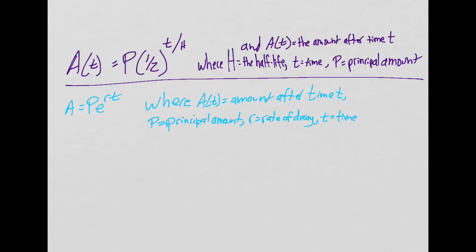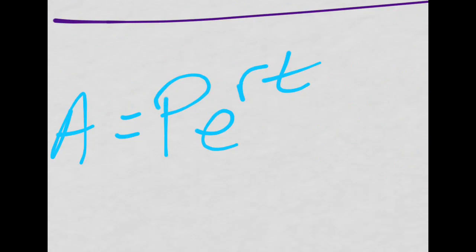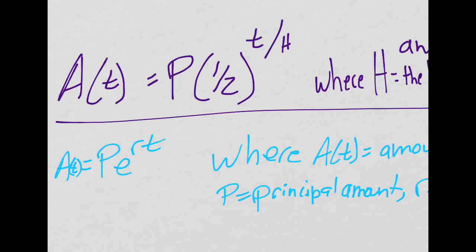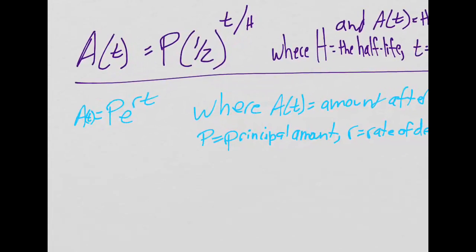But I want you to compare what we just used, A of t equals p times 1/2 to the power of t over h. Compare that to what we have used in the past, A equals p times e to the power of rt. And notice that the t is the same in both. The A of t is the same in both. The p is the same in both. The top equation doesn't have a rate, and the bottom equation doesn't have a half-life. The top equation has a 1/2, and the bottom equation has an e, the natural number e. But think about our process.